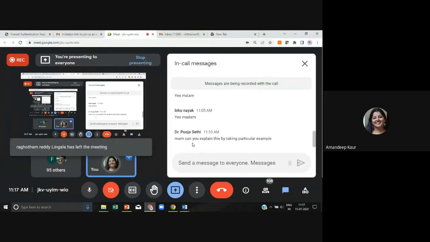Ma'am, can you please explain this by taking particular examples? So Dr. Pooja Sethi ma'am, I have already shown you one rubric sheet for the group seminar. Based on that, you are able to design a rubric sheet. And even on the internet, when you search for a rubric sheet for a specific activity, there are a number of rubric sheets available. As per the level of the student, you can prepare your own rubric sheet.